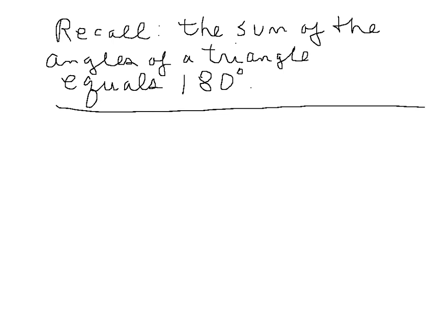So in order to do some of these problems that we're going to be dealing with in terms of geometry, you need to recall that the sum of the angles in any triangle will always be 180 degrees. And most of the problems that you're looking at use that fact. So let's look at an example.